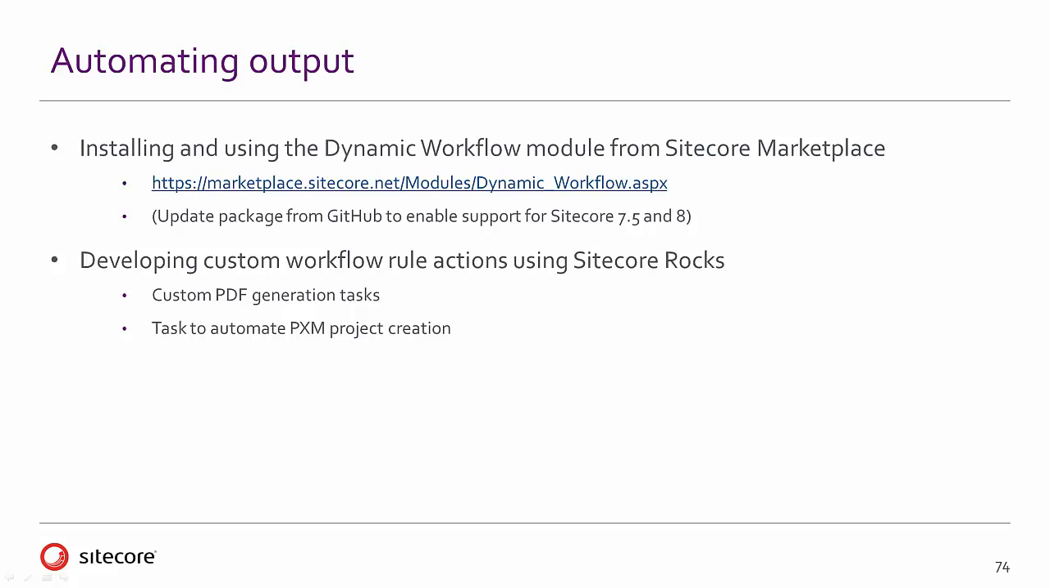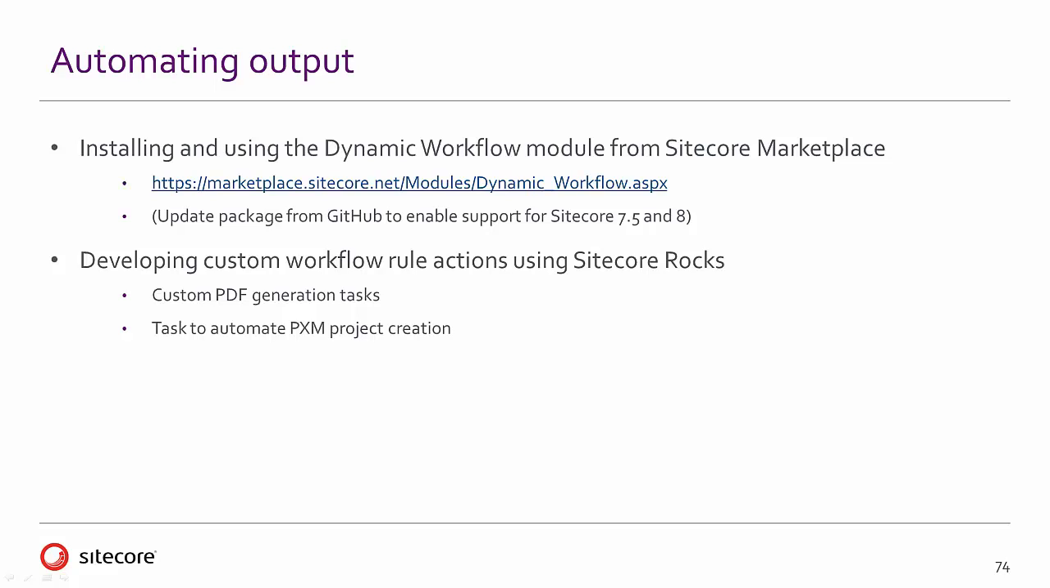Now that is available on the Sitecore Marketplace. There will be a link here in the bottom of the YouTube video. As well as there's an update package on GitHub, and this enables support for Sitecore 7.5 and 8. As you know, between older versions of Sitecore and newer versions, a lot of the rules engine was changed to be contextual, so you're only seeing rules relevant to what you're doing at the time.